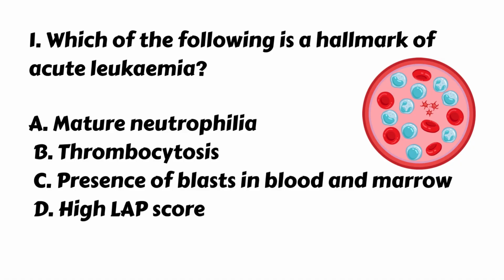1. Which of the following is a hallmark of acute leukemia? A. Mature neutrophilia. B. Thrombocytosis. C. Presence of blasts in blood and marrow. D. High LAP score.